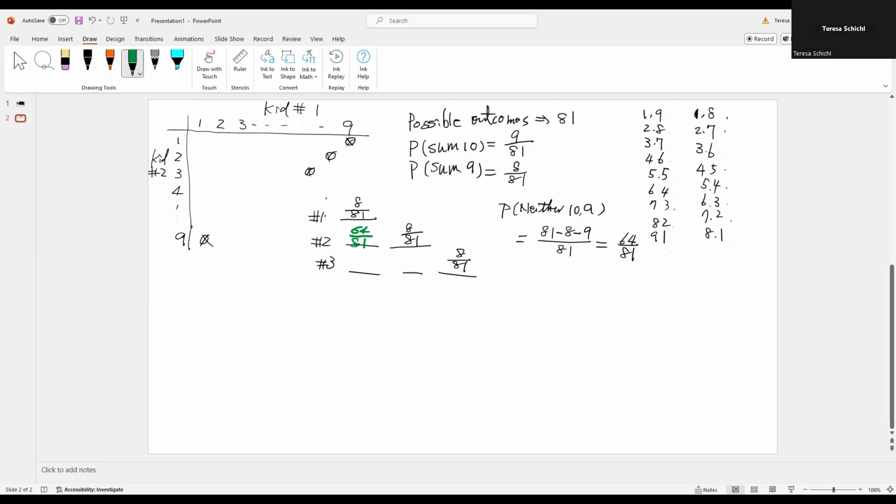Then what happens here? That means in my first trial, I get something else. It's a 64 over 81, and this is a 64 over 81 here, right? And then I will have the fourth one. So now you should be able to see the pattern. So I will get my 9 at the fourth trial.